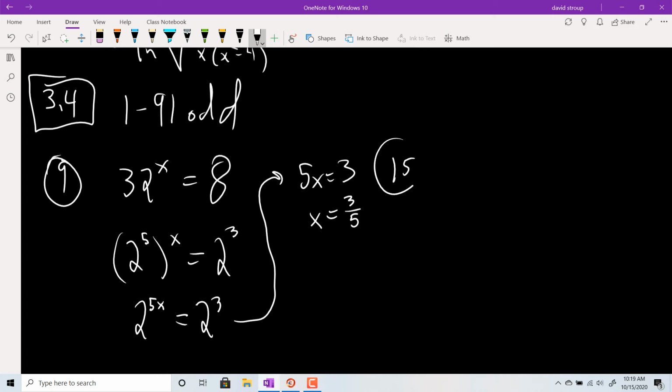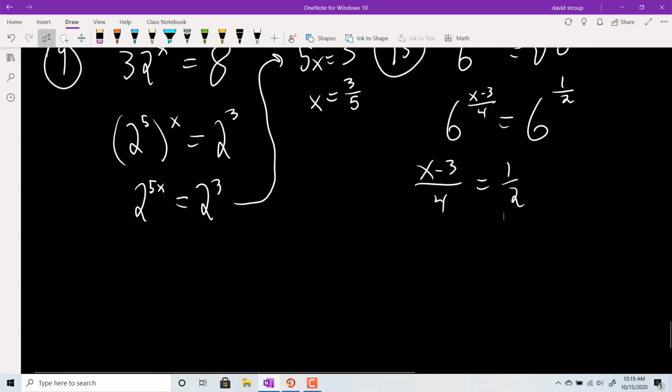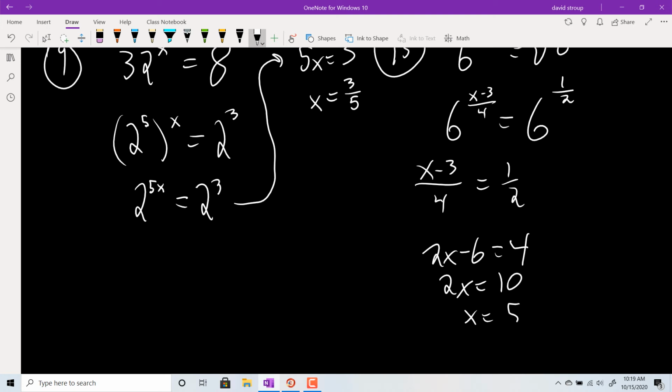Another one, 15, 6 to the (x minus 3) over 4 equals square root of 6. So clearly, now we can get the base 6 on both sides. Just change the radical into an exponent, and then equate the exponents. You can cross multiply if you want. You'll end up with 2x minus 6 equals 4. So 2x will equal 10. So x will equal 5.